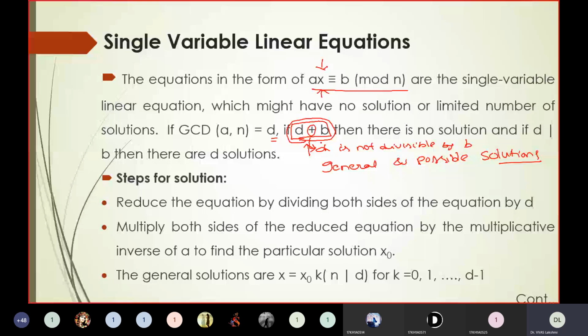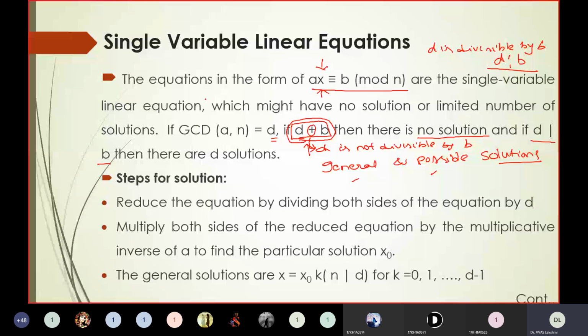If d is divisible by b, then what is the notation? The pipe symbol: d | b. So whenever d does not divide b, there is no possible solution for that equation, so we will not continue. This is exactly the same as general and possible solutions for the LDE equation. Whenever d | b, meaning d is divisible by b, then in that case there are many solutions.